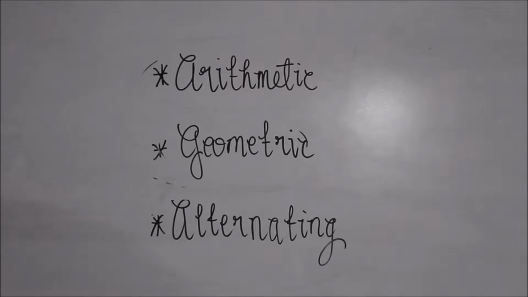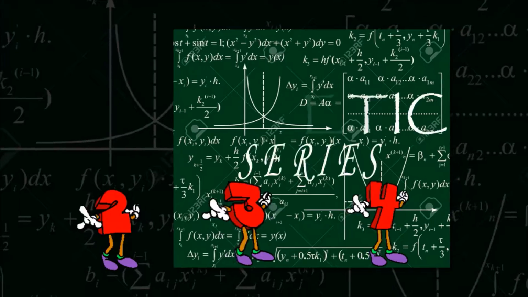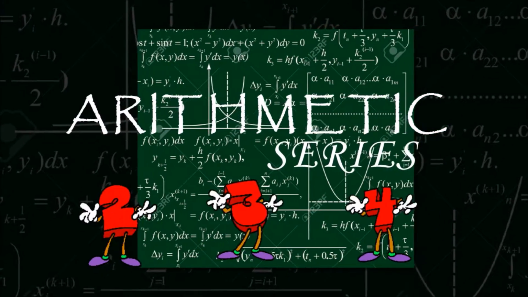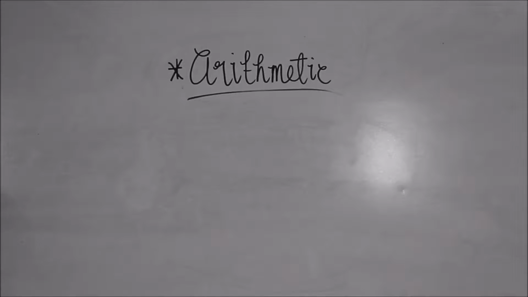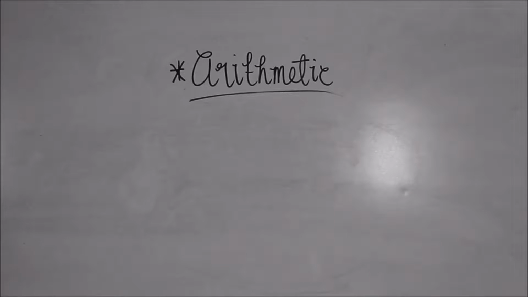So today I'm going to teach you the three types of series. The first one is arithmetic, the second one is geometric, and the third one is alternating. So let's first start with the arithmetic series. Arithmetic series is the sum of an arithmetic sequence.